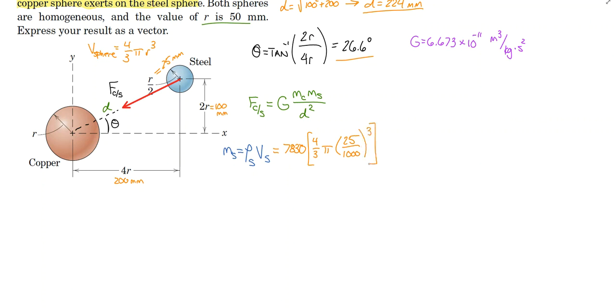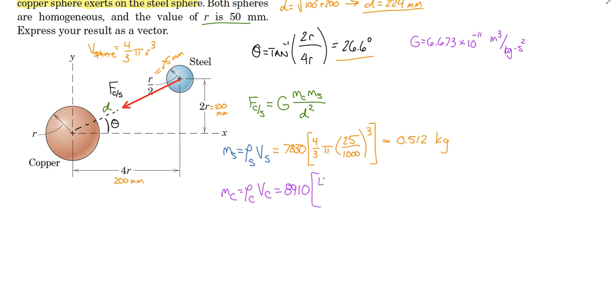And if you carry out that math, you would find that this mass is 0.512 kilograms. We can do the same thing with the copper. Mass of the copper is rho for the copper times the volume of the copper. The density for the copper was given as 8,910 kilograms per meter cubed.